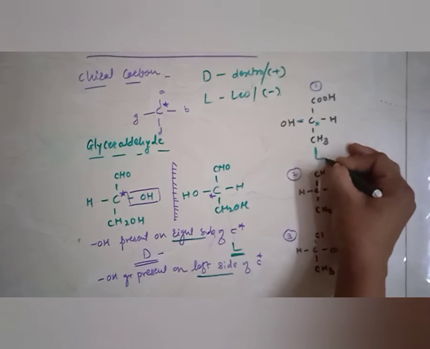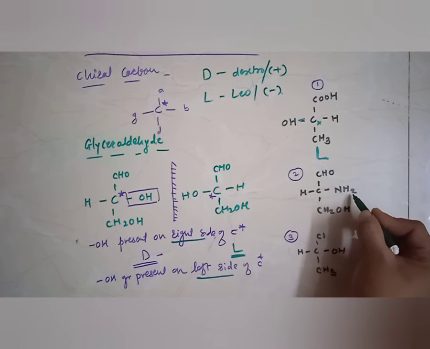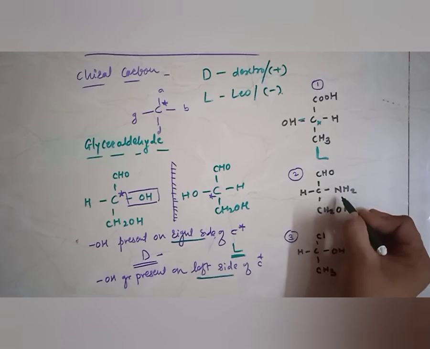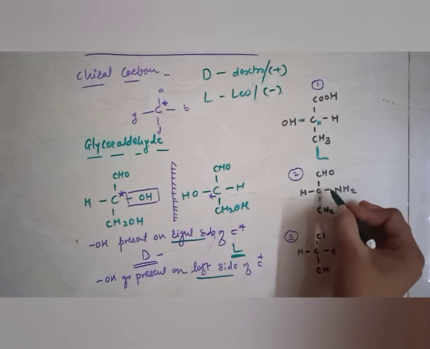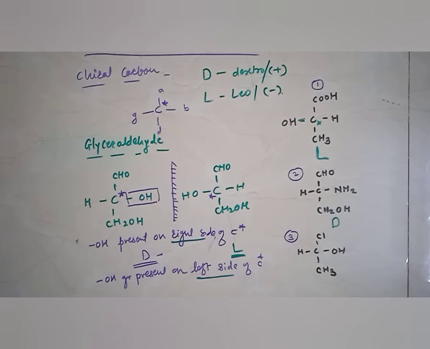Taking the second example, here NH2 replaces OH. Consider this NH2 group on the right side of the chiral carbon, so it is D or dextro. In the third example, the OH group is also on the right side, so this compound is also dextro. Revise again: the first, second and third compounds are Leo, dextro and dextro.